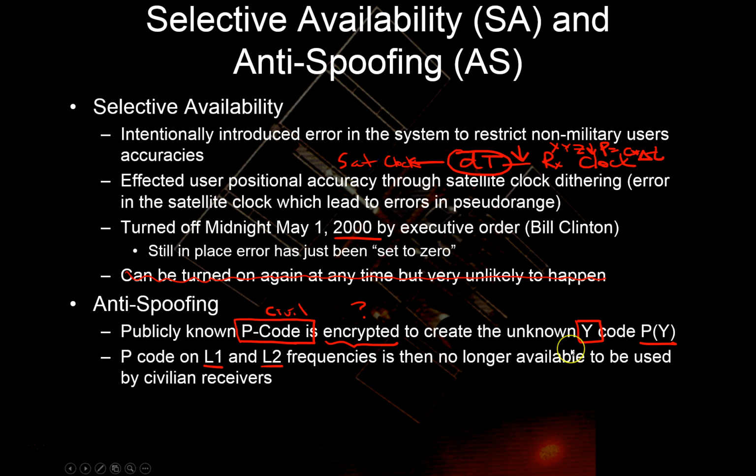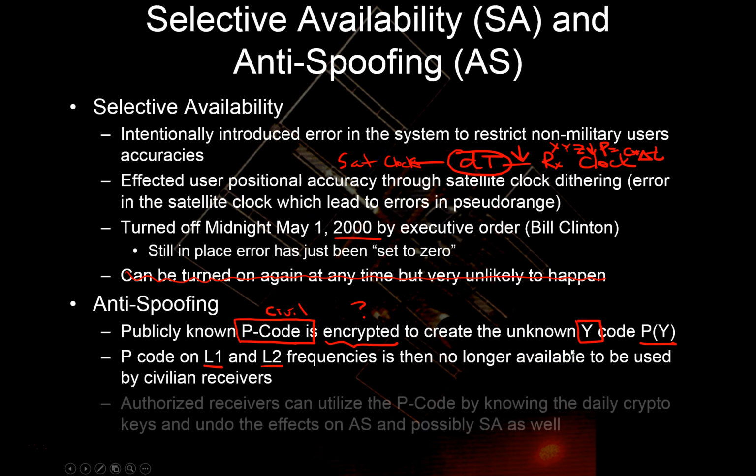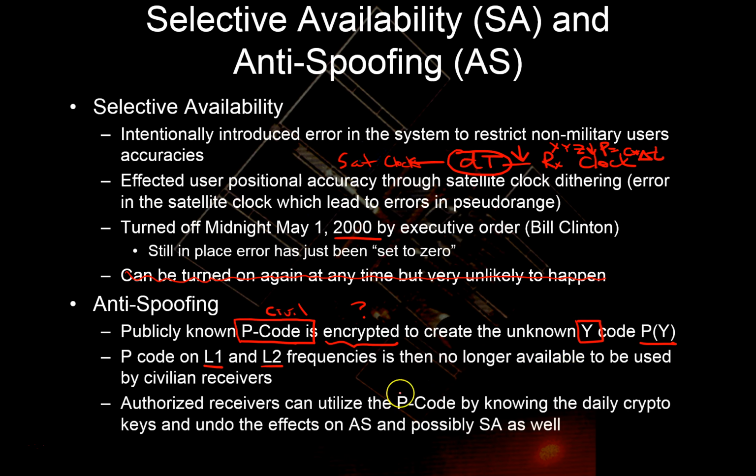But like I said, it is no longer available for civilian receivers. Authorized receivers can utilize the P(Y) code by knowing the daily crypto keys, which is basically the decryption information that can remove the encryption from the observed Y code to get back to the P code, which is meaningful, and you can use that information. But again, for us, the civilians, it is not of interest.